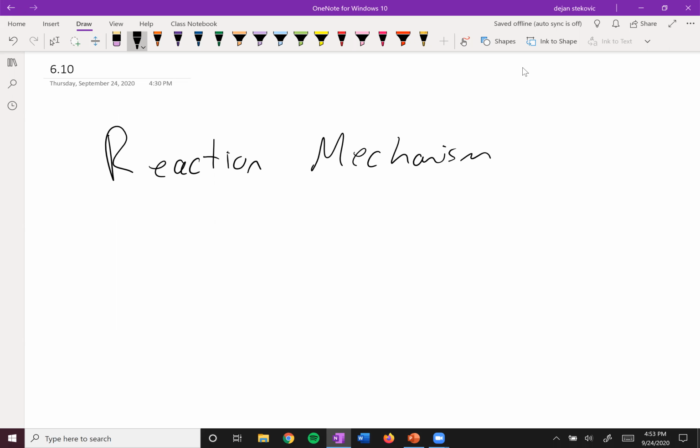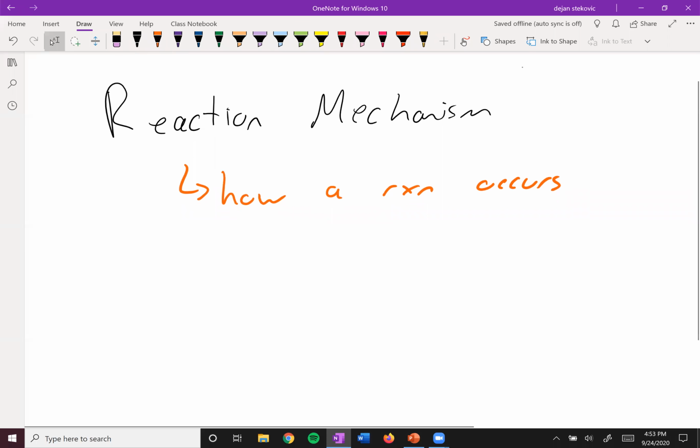So in organic chemistry, not only do we want to know what reaction occurs, we want to know how a reaction occurs. And that's called the reaction mechanism. And so basically the idea here is that if we want to improve something, if we want to make this reaction better, or if we want to control it, we first have to understand how it works.